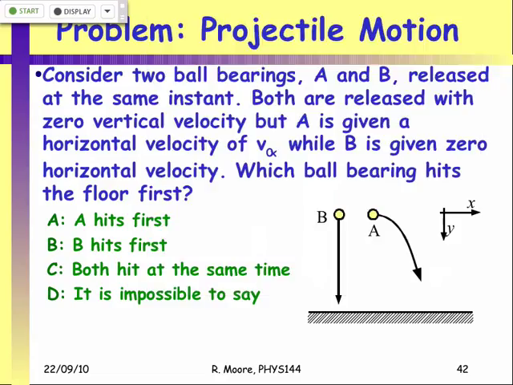There we go. Indeed, the answer was C. Both of these hit at the same time. So that's giving us our first indication that the horizontal motion that we give the ball doesn't affect the vertical motion. It doesn't matter that this has a horizontal component.